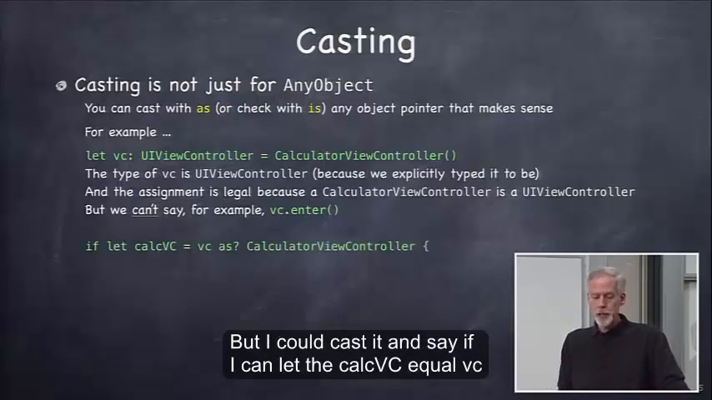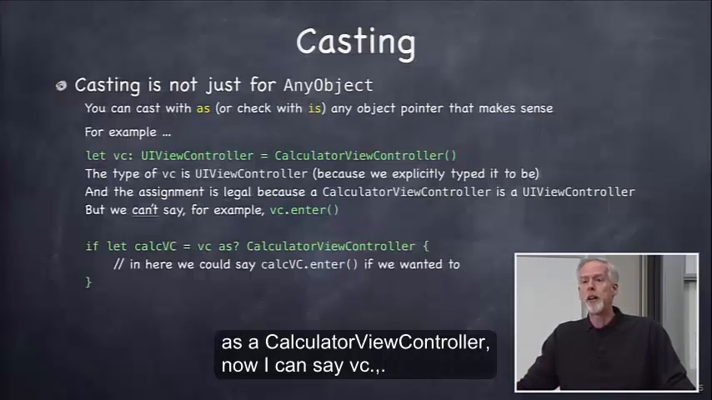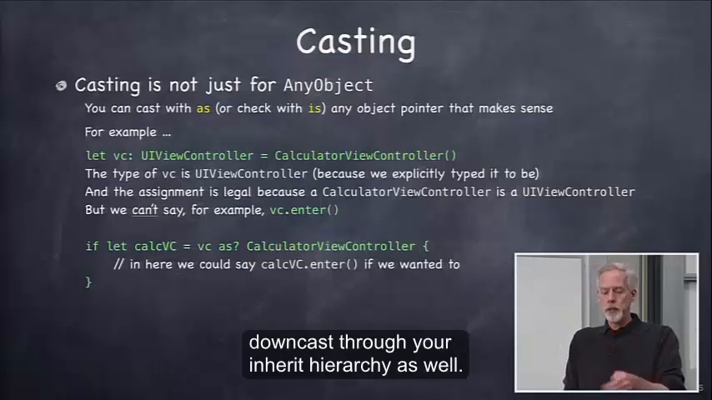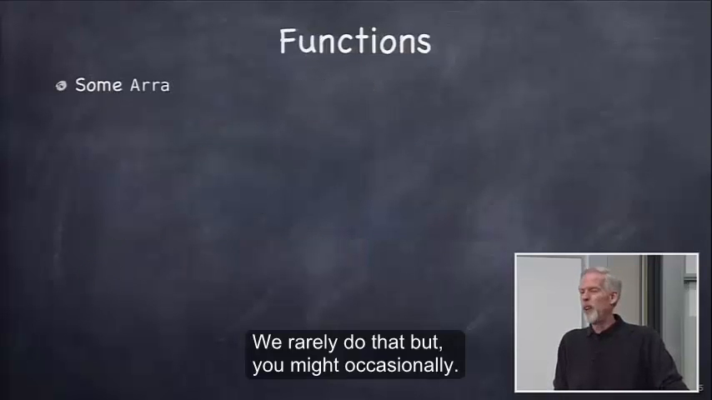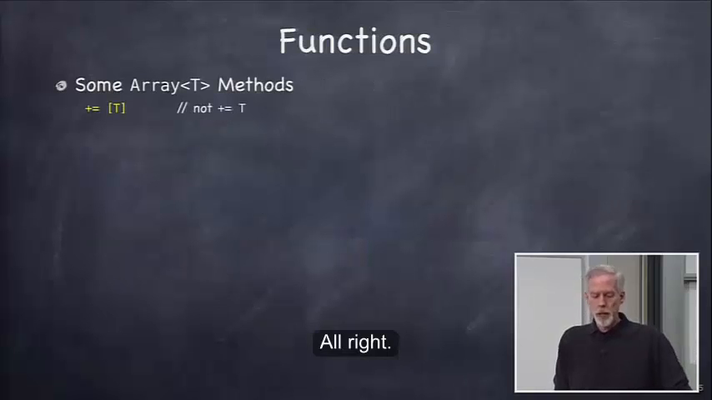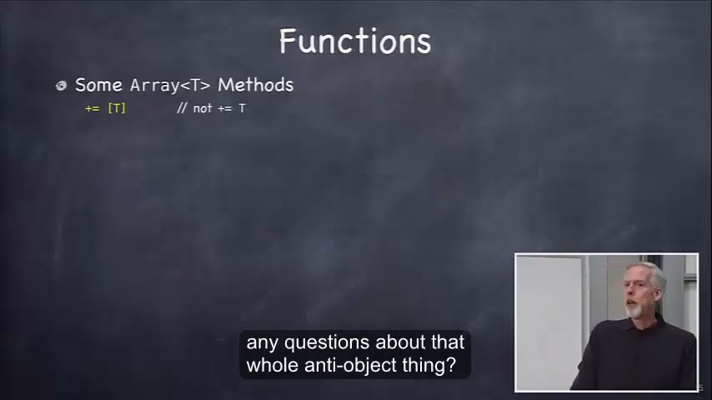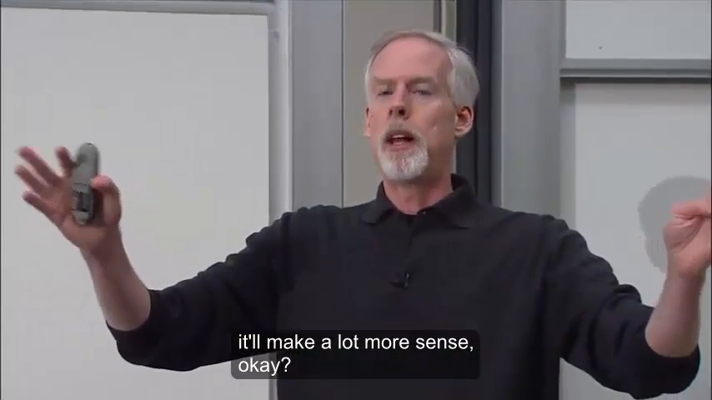But I could cast it and say, if I can let the calc VC equal VC as a calculator view controller, now I can say calc VC.enter. Okay? So you can cast, downcast through your inheritance hierarchy as well. You rarely do that, but might occasionally. All right, so let's pause here for any questions about that whole any object thing. When you see it in action, it'll make a lot more sense.